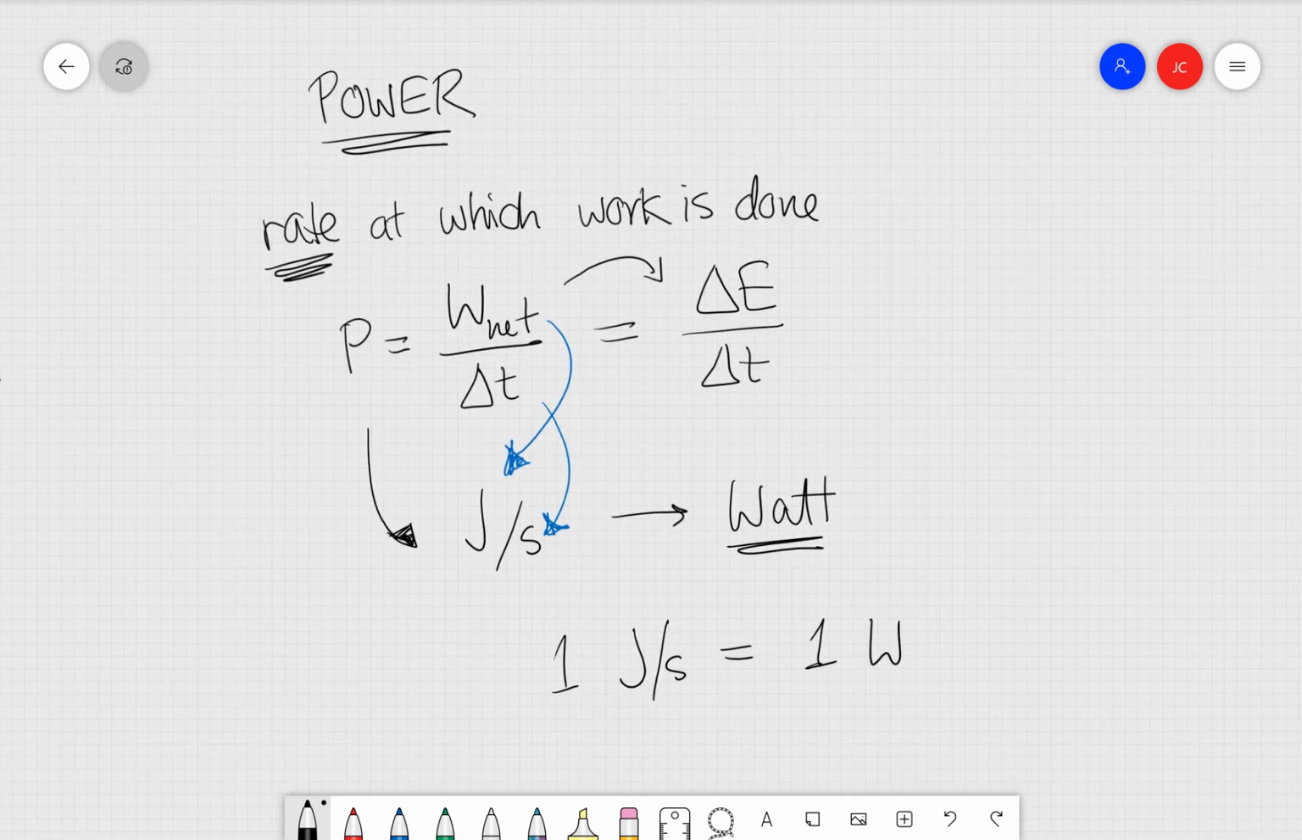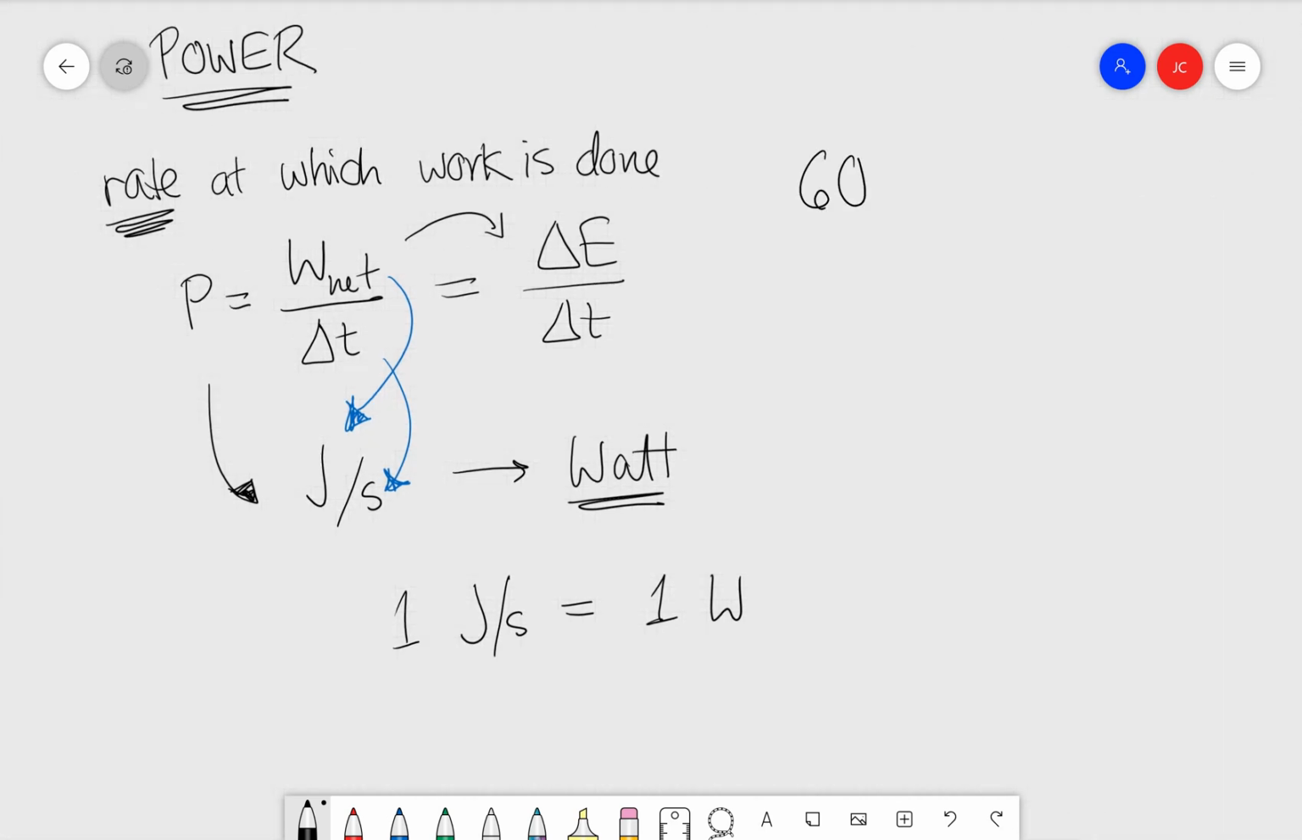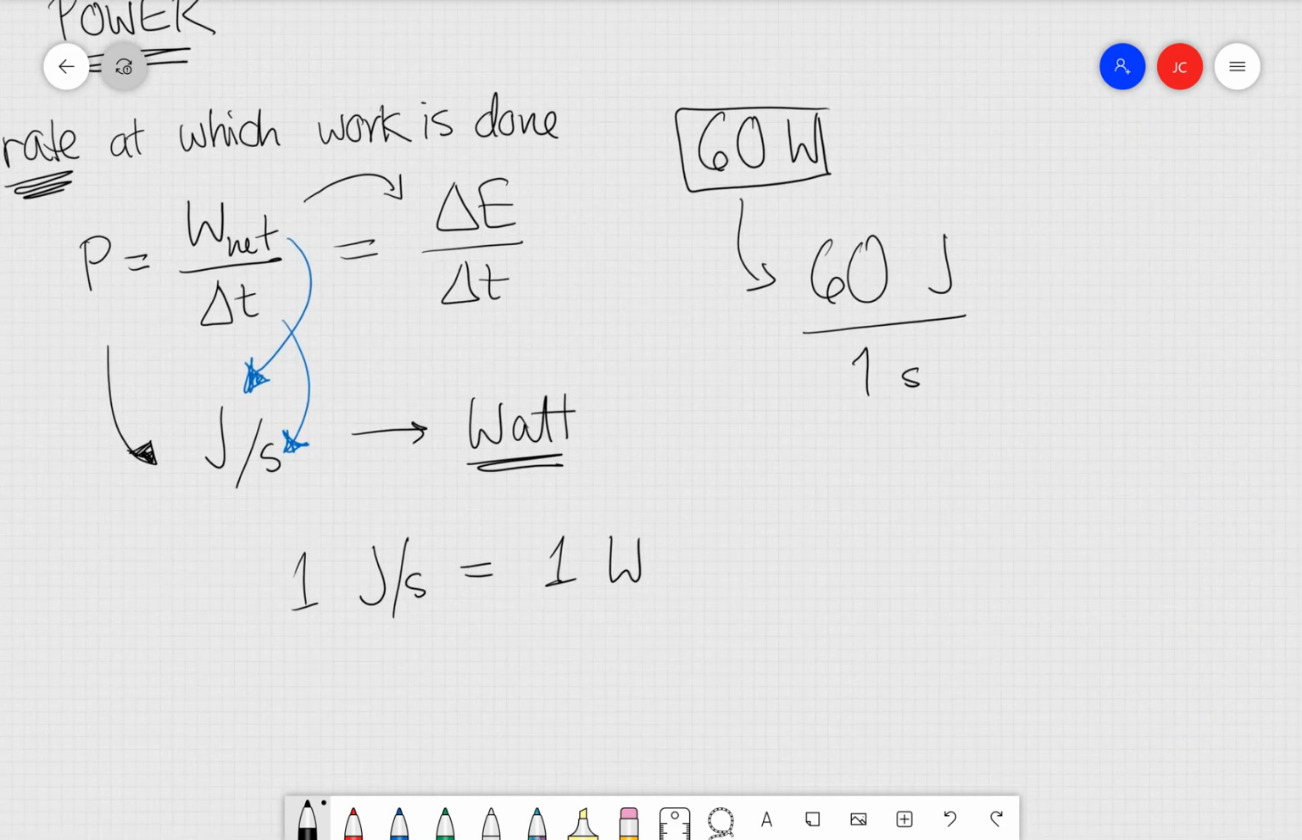And this concept of power is kind of important. In fact, we use it a lot. You might have seen you have light bulbs in your house which are rated at a specific number of watts. It's telling you it's a 60 watt bulb. And what is a 60 watt bulb? Well, we now kind of know. If you have a 60 watt light bulb, that is 60 joules per second, because joules per second and watts are the same.